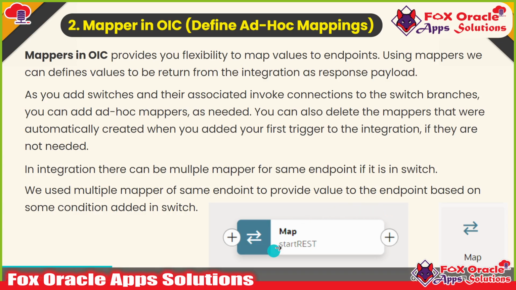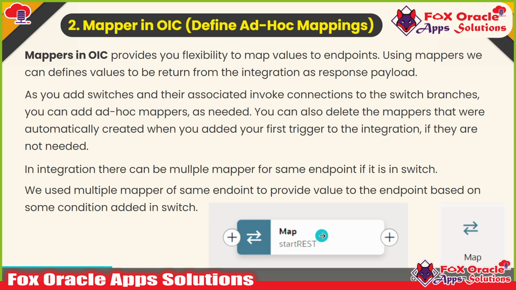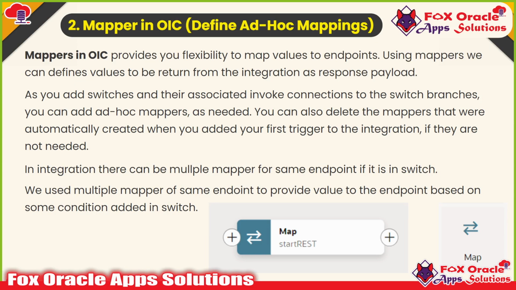In the mapper we map the values, so that based on the mapper values we added, it will return the response of that integration. The integration trigger endpoint which we added takes a request, and the same endpoint helps us return the response. With the help of this mapper, we return the response of that integration.